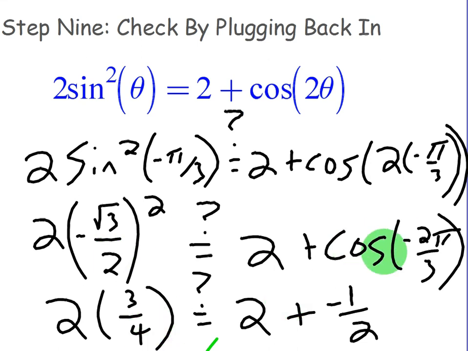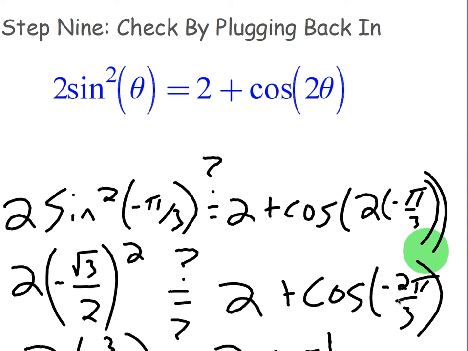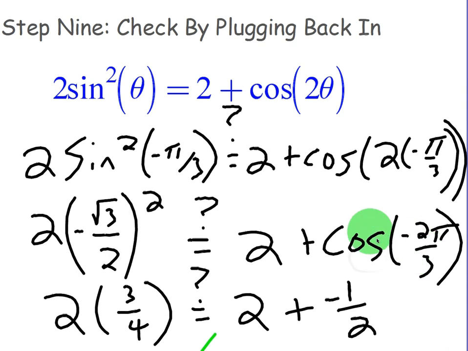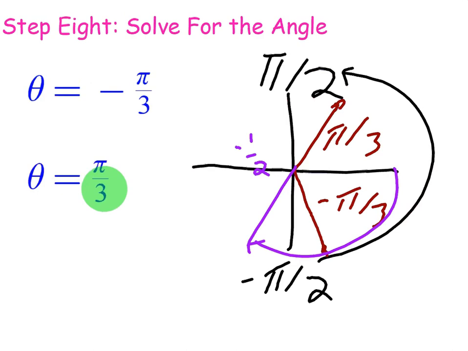And on the right, what is cosine of negative 2 pi over 3? Well, remember that negative 2 pi over 3, let's use purple. Negative 2 pi over 3 is going to be right here, and cosine is going to be negative 1/2 there. Okay, so we can replace cosine of negative 2 pi over 3 with negative 1/2. On the left, we have 2 times 3 over 4. On the right, we have 2 plus negative 1/2. 2 plus negative 1/2 is 3/2, and on the left, the 2 and the 4 cancel to make a 2 on the bottom, so indeed 3/2 equals 3/2. So we know that negative pi over 3 works.